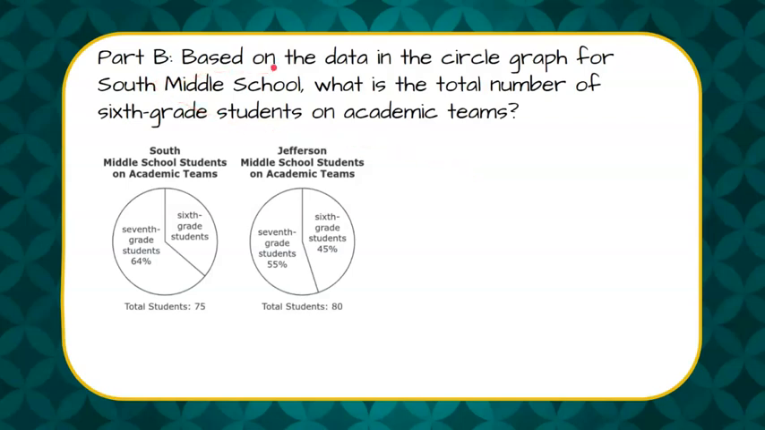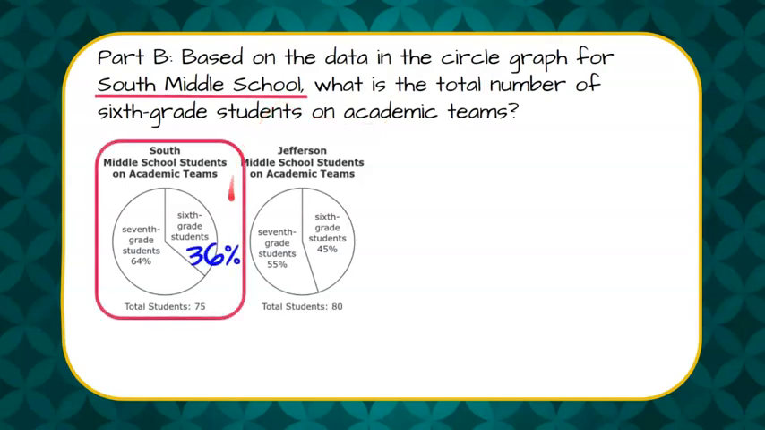Now on to part B. Part B, based on the data in the circle graph for South Middle School, what is the total number of 6th grade students on the academic teams? So now we're asked to identify from South Middle School, same circle graph, that we found that 36% were 6th graders. We want to know what this represents. So we want to find 36% of the total 75.